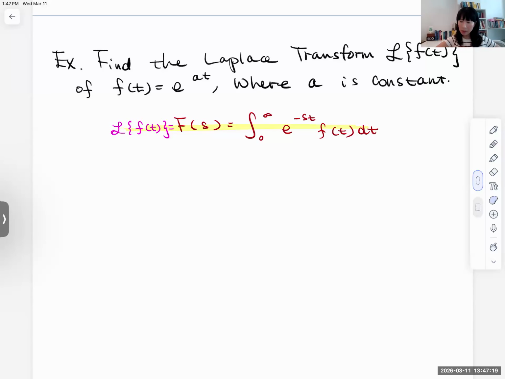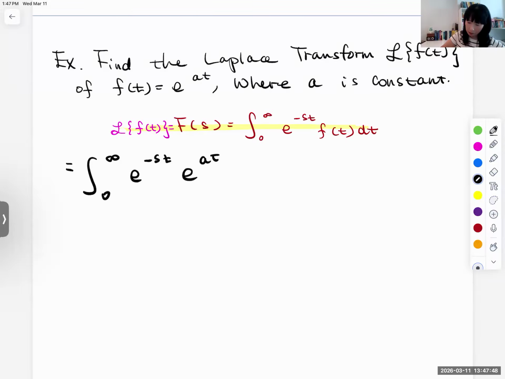Okay, so in this question, we have f of t equal to e to the at. Let's do it. So let's write out the integral from 0 to positive infinity, e to the negative st, f of t, dt, where f of t is e to the at, right? And then we write the dt. Okay, so f of t equals e to the at, right?